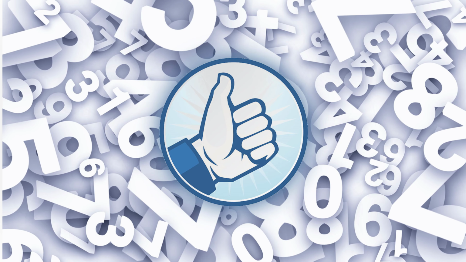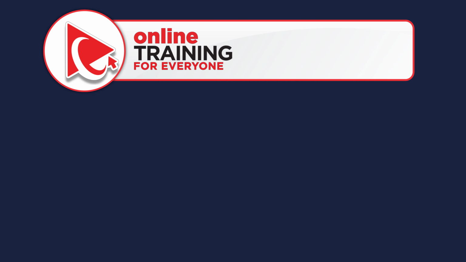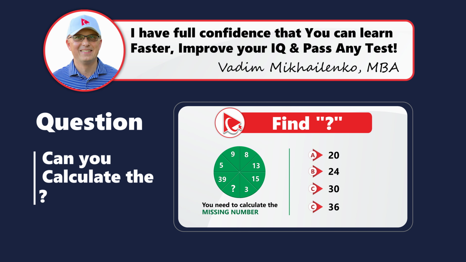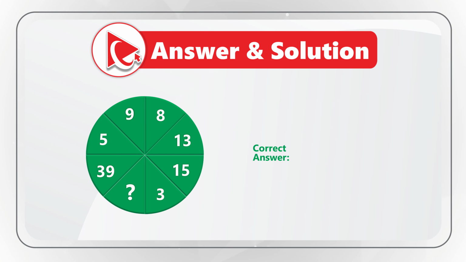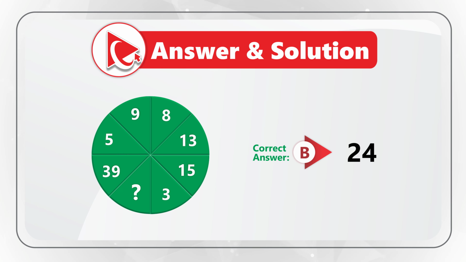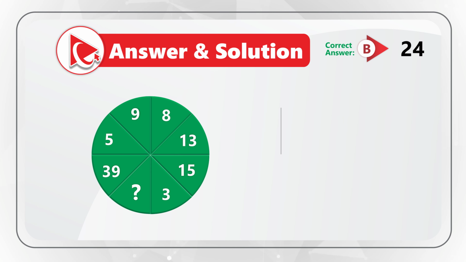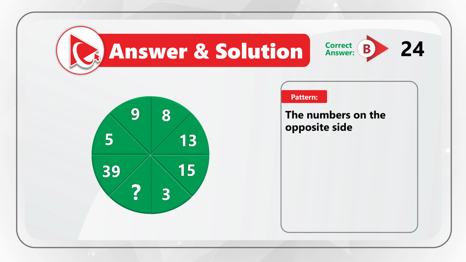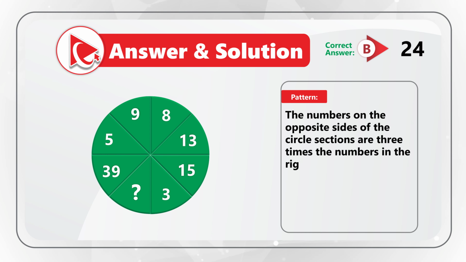I hope you did it successfully and have your selection, because I am moving forward to share with you my version of the answer. And obviously, if you have a better way to solve it, please make sure to post in comments. I believe the correct answer is choice B, 24. And here's why. I think the numbers on the opposite sides of the circle sections are 3 times larger than the numbers on the other side.